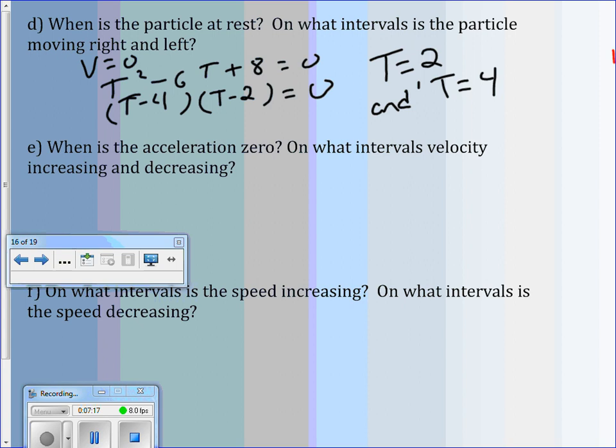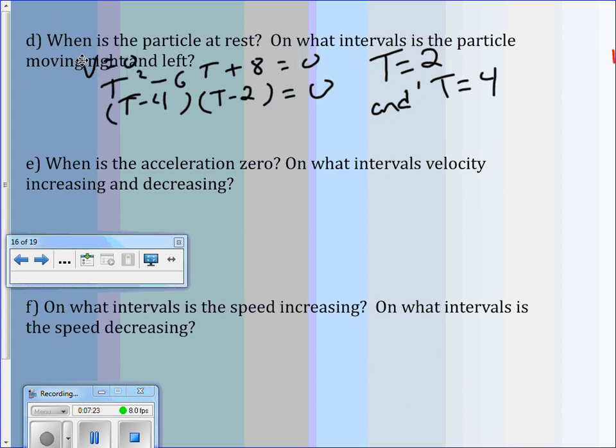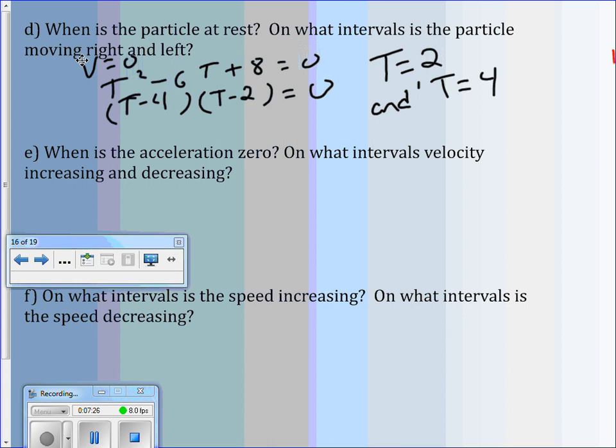Okay. Now, this part, on what intervals is a particle moving left and right? This part here is where we're going to make a little number line. Did you guys do sign charts last year? Yeah? Maybe? Carly, did you do sign charts last year? Yeah, okay. We want to find the intervals on which the particle is moving right and left. Well, when it's moving right, the velocity is positive. When it's moving left, the velocity is negative. So what I need to figure out is where the velocity is positive and where the velocity is negative.